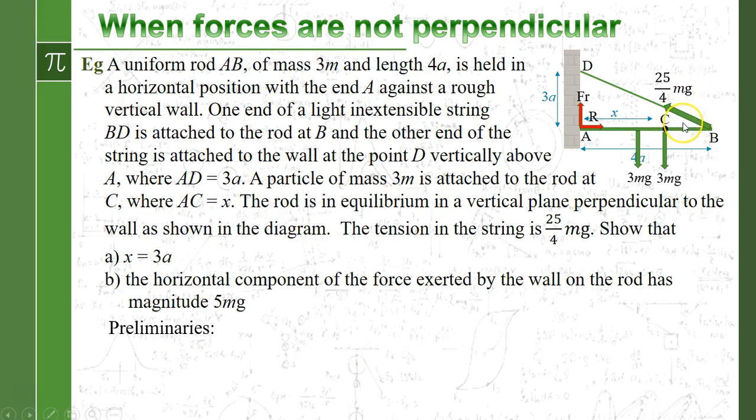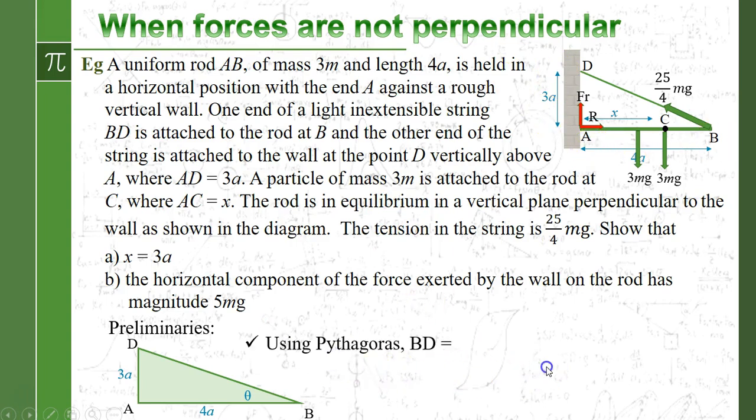We are going to need that angle in there, so let's see what we can do with that. Well, we know we've got a triangle. There's ADB. We know the distance 3a there, 4a there. Bit of Pythagoras gives us BD is going to be 5a, so a 3, 4, 5 triangle. And from that, we've got sine theta is going to be 3 over 5.